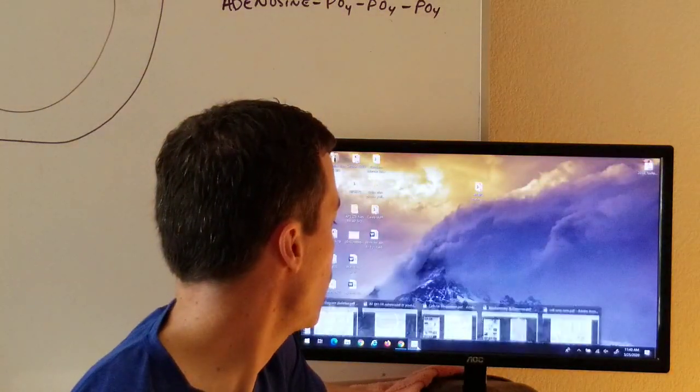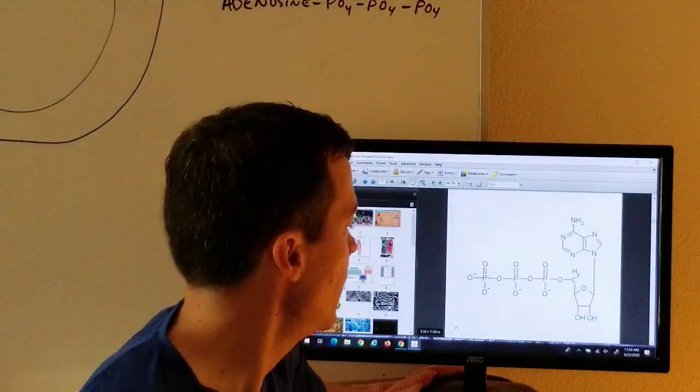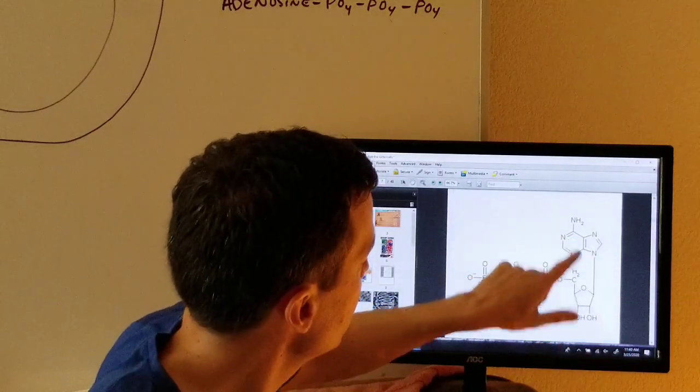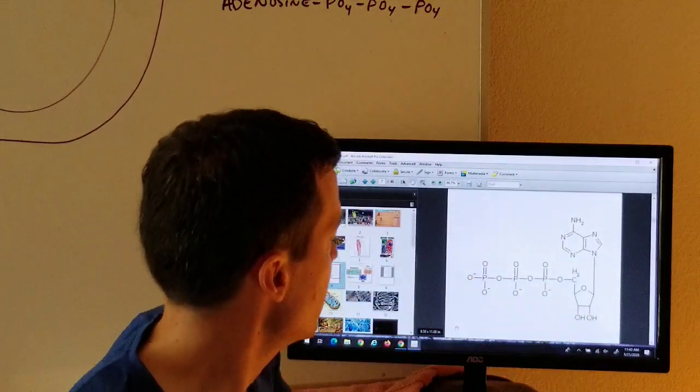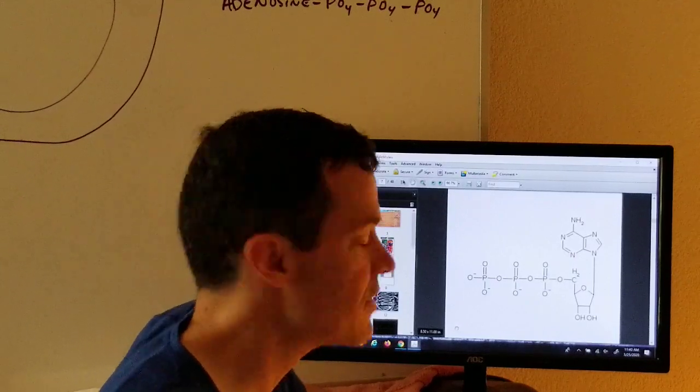All right, so what we want to look at is the chemical structure of ATP. When I look at ATP, I have an adenine. What is that right there? It's a pentagon with an oxygen in the corner, so it's got to be some type of carbohydrate.